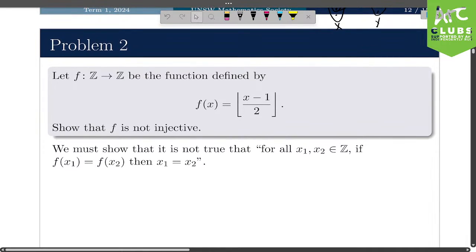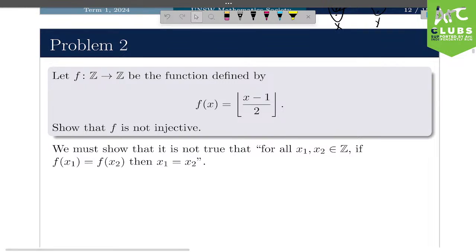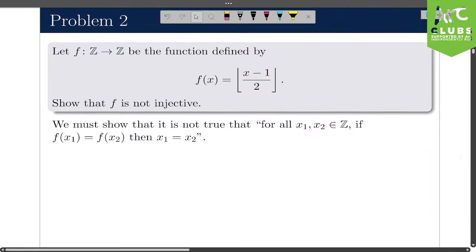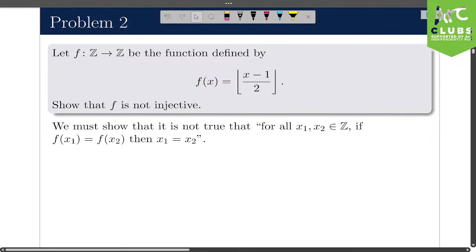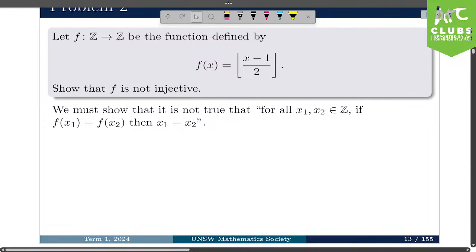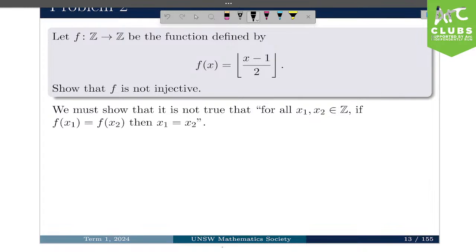Now, onto a problem. So, we've got this function, a function from the integers to the integers, and it's defined as the floor of (x minus 1) over 2. And we're trying to show that f is not injective. And obviously that means that we must show that it's not true that for all x1, x2 in Z, if the function of x1 and the function of x2 are equal, then x1 and x2 are equal. That's the definition of injectivity, right?